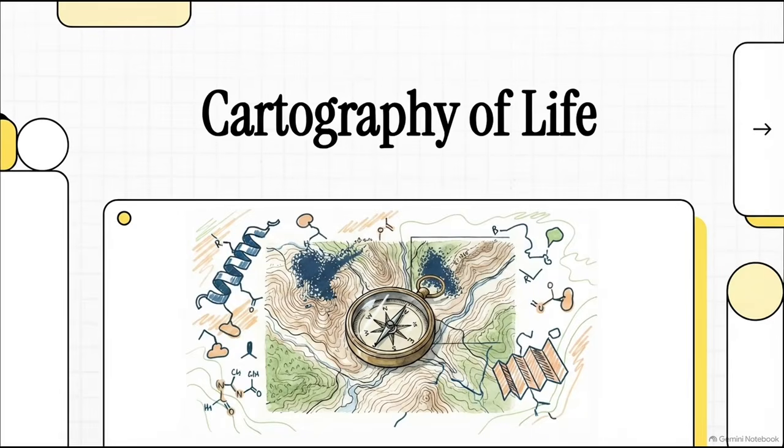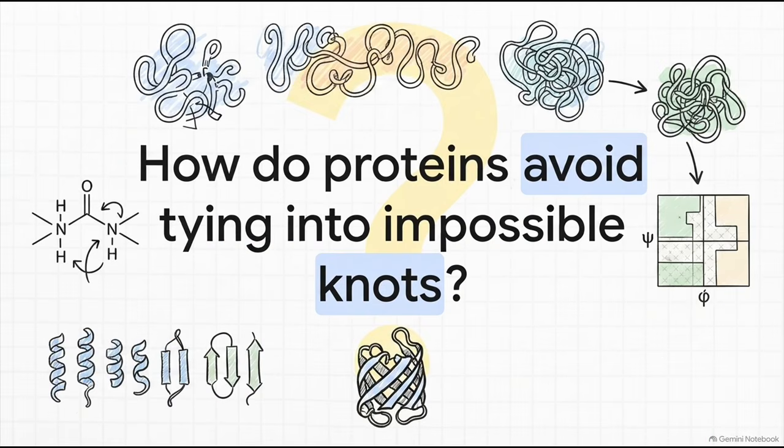Welcome to this explainer. Today we're diving right into the incredible cartography of life by decoding one of the absolute most elegant and powerful visual tools in all of biochemistry. I'm talking about the Ramachandran Plot. Think of it as a topographic map, but instead of charting mountains and valleys, we're charting the literal architecture of life itself. To really appreciate this map, we have to start with a fundamental paradox.